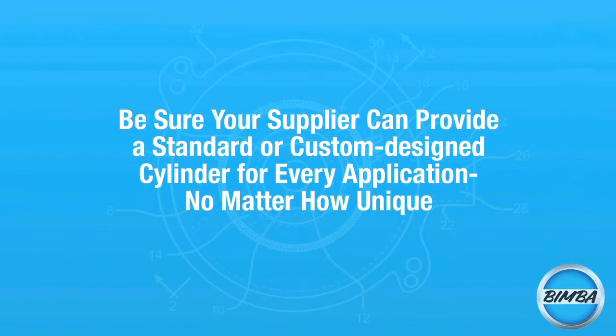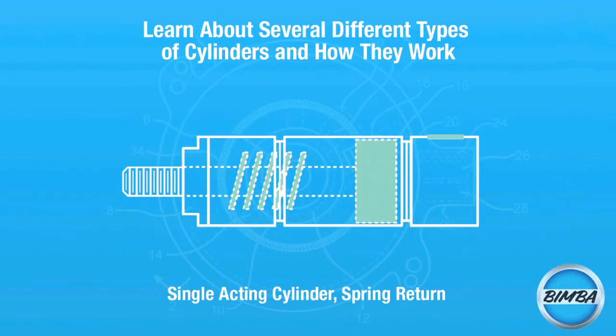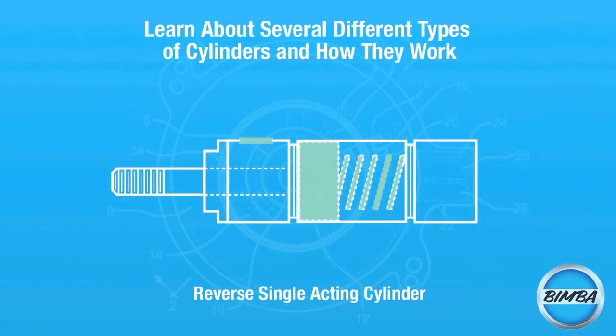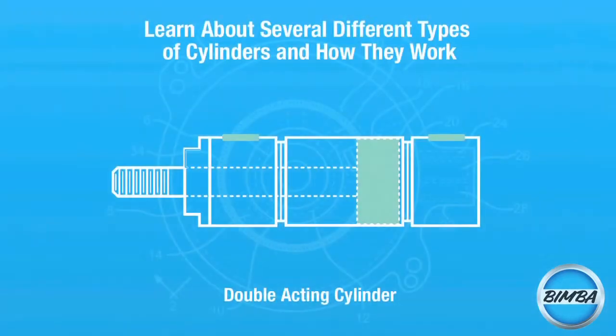Cylinders can provide a variety of motion types. Many single-acting cylinders incorporate a built-in spring which returns the piston to its original starting position. The power in a single-acting cylinder is provided on the extension or push stroke only. A reverse single-acting cylinder is similar to a single-acting, but has the port on the opposite end to provide power on the retraction or pull stroke only. A double-acting cylinder has dual pressure chambers to provide power on both the extension and retraction stroke, eliminating the need for a spring return.